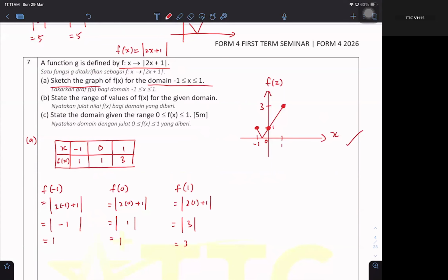Okay, so that's the answer for question A. Next, question B. Now, question B asks you to state the range. Do you still remember what is range?